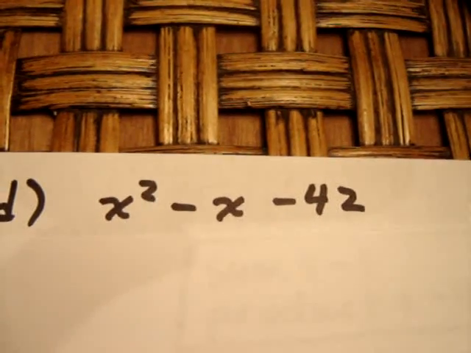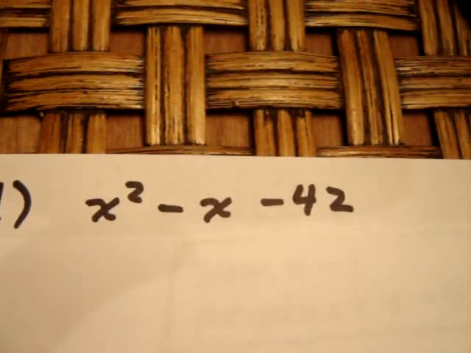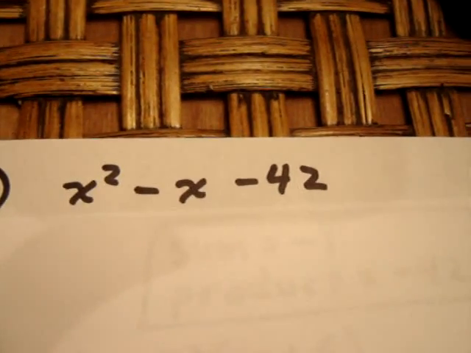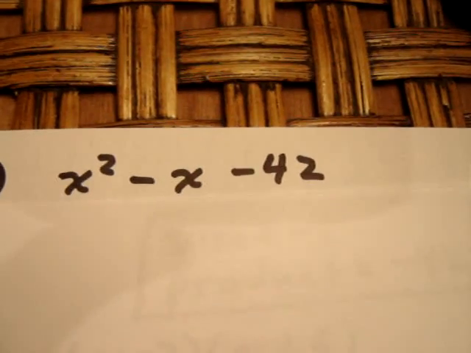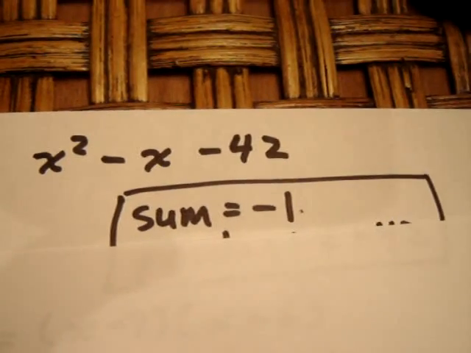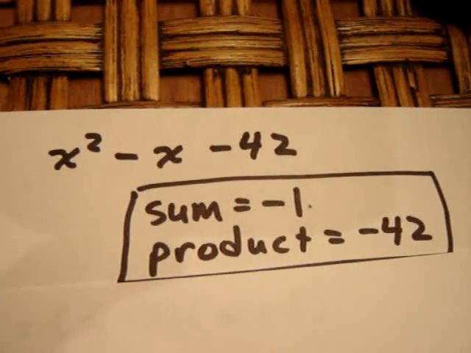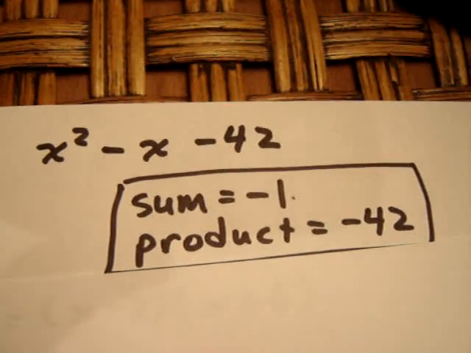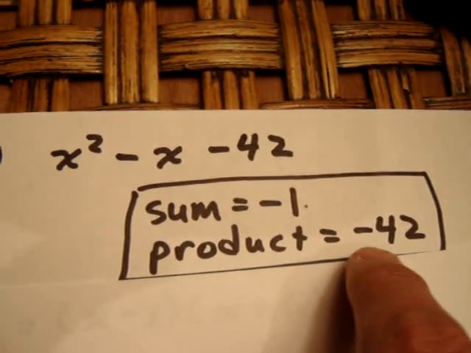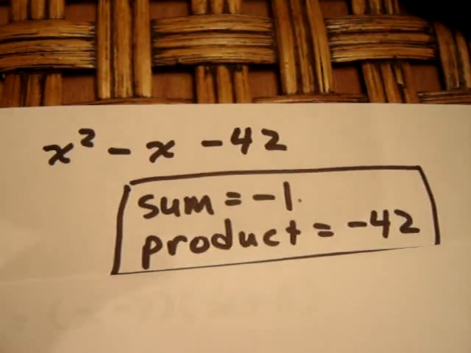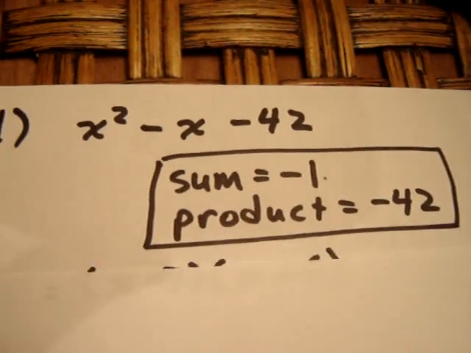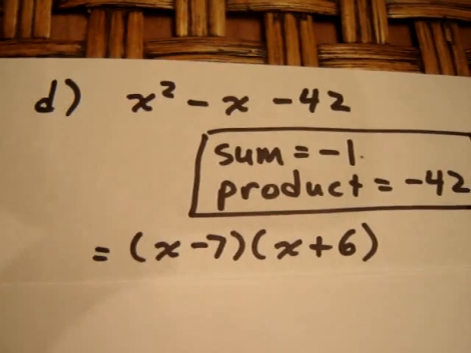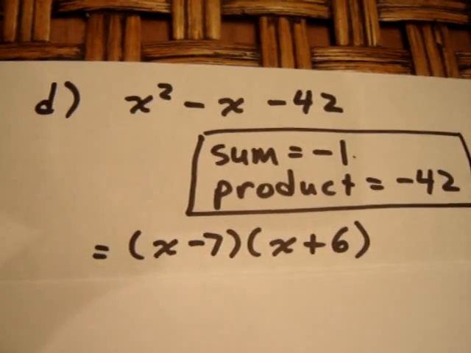So what two numbers, one negative and one positive, fit those criteria? And I know it's one negative and one positive because of that negative product. The answers are negative 7 and positive 6. So my sum is negative 1, my product is negative 42, so my numbers are negative 7 and positive 6. Think about it, negative 7 plus positive 6 is negative 1. Negative 7 times positive 6 is negative 42, and we get our factored expression: x minus 7 quantity times x plus 6 quantity.